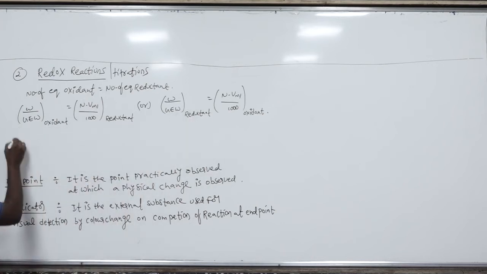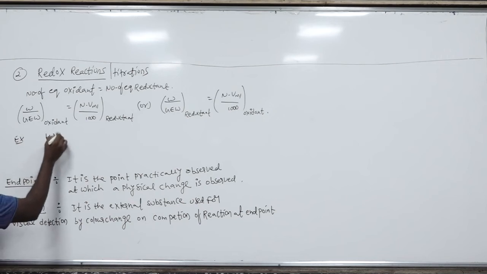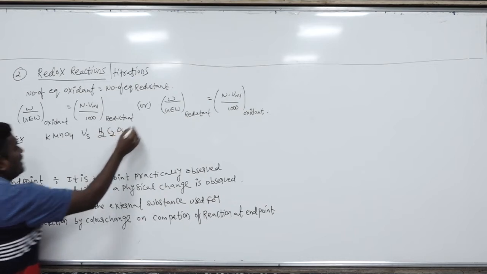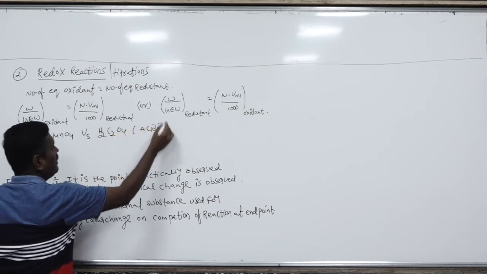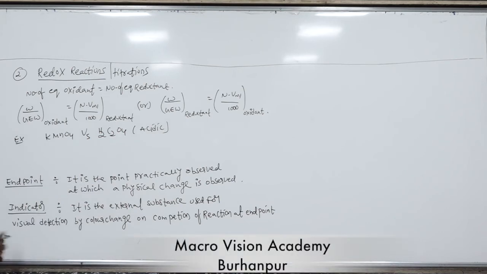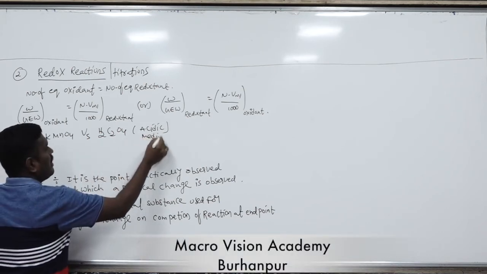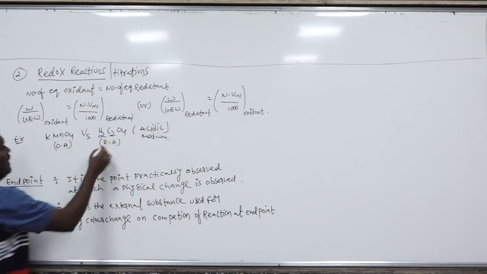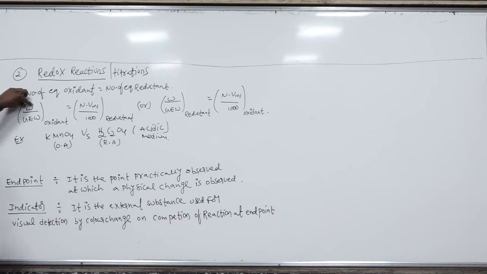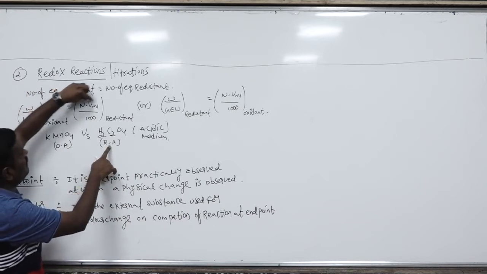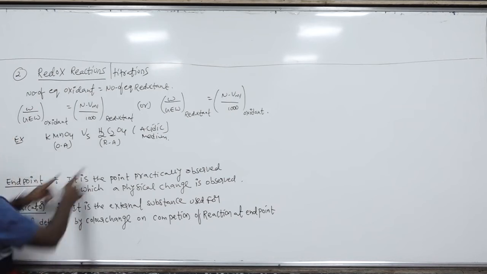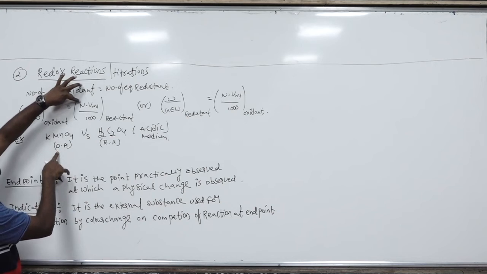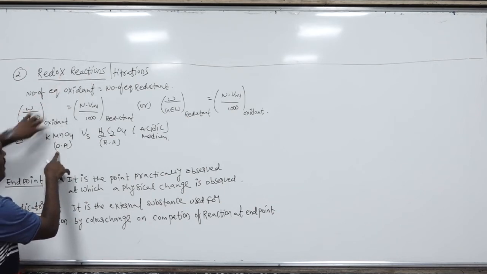Let's suppose potassium permanganate is there, oxalic acid is there. The reaction is taking place in acidic medium. So this is an oxidizing agent, this is a reducing agent. Okay. If the weight of oxidant is given to you, then the question will be asking for normality or volume of the reducing agent. Otherwise, if the weight of a reducing agent is given to you, then the question will be asking you to calculate the normality or volume of the oxidizing agent.